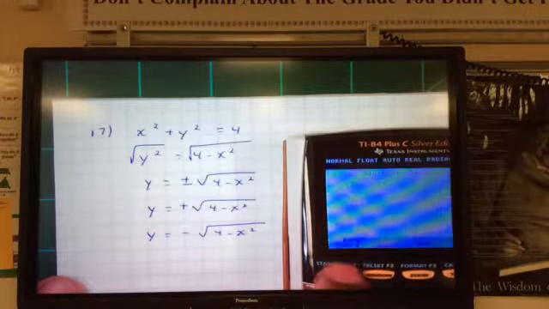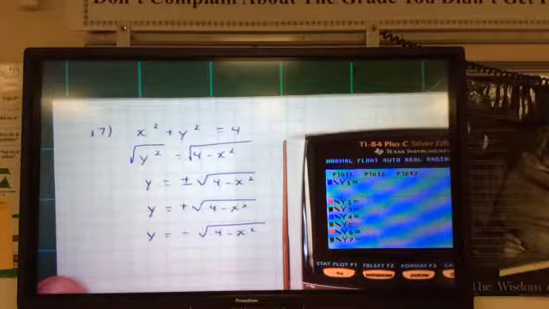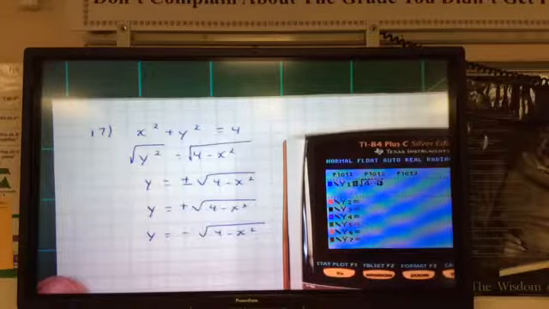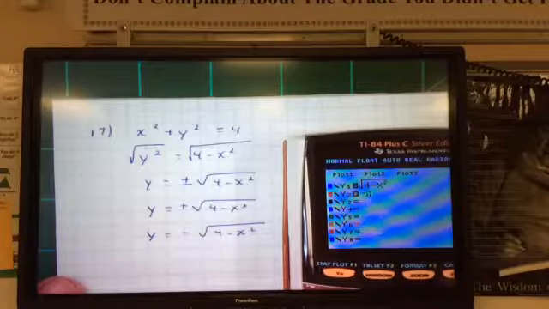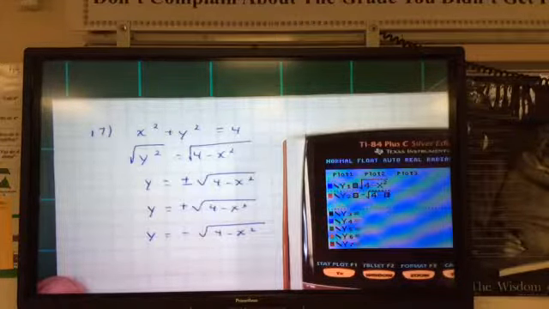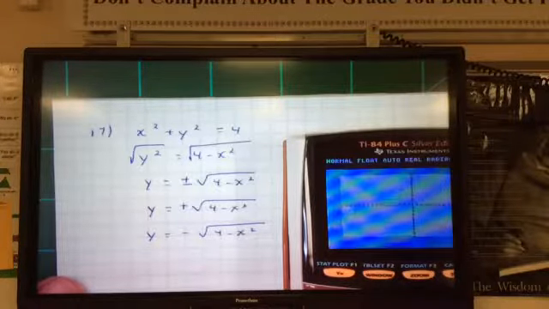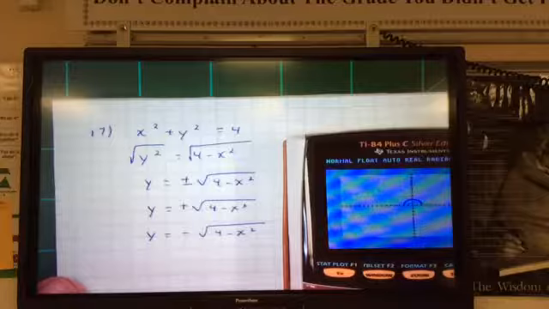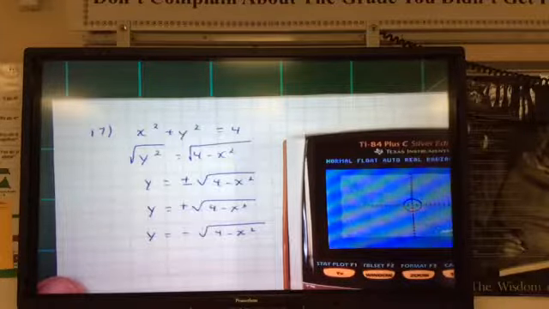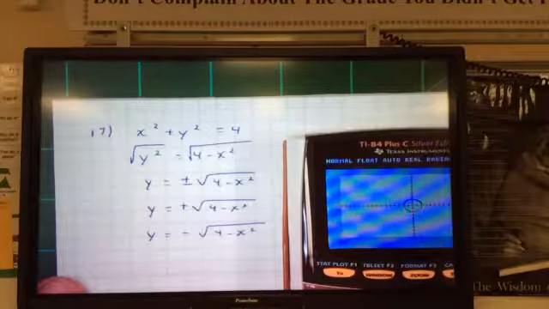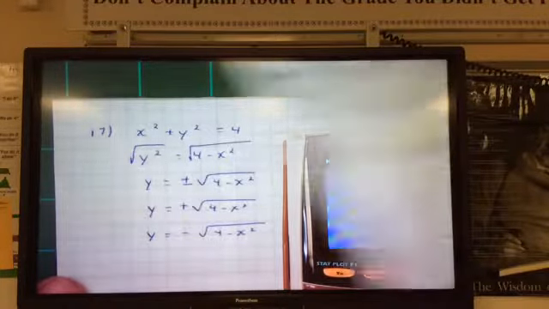So I'll turn this on, clear out the equation editor, and I'll put in the square root of 4 minus x squared. Then I'll put in negative square root of 4 minus x squared, and I'll graph it. Now when I graph this, you see I get a circle, and that fails the vertical line test, so that would not be a function.